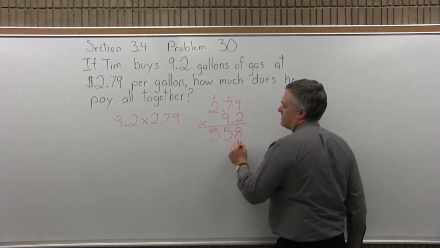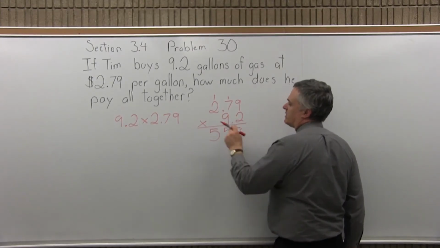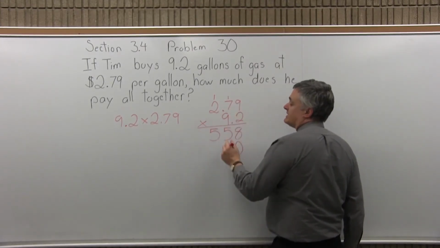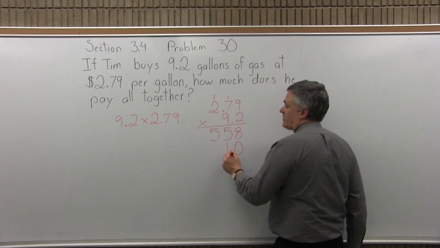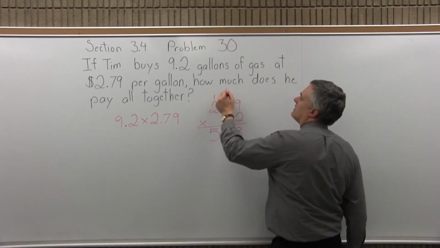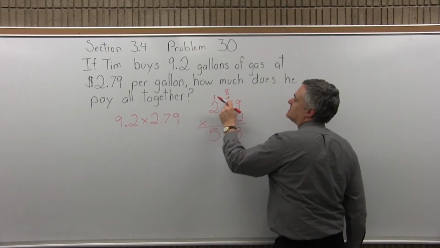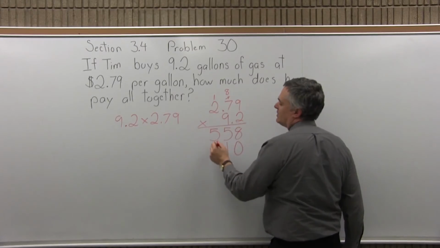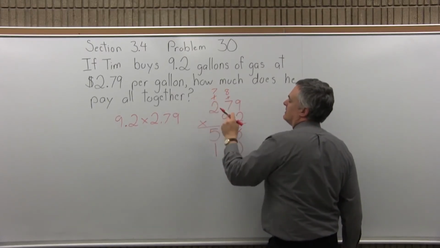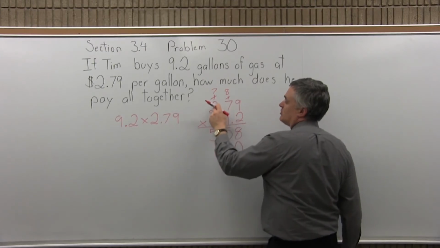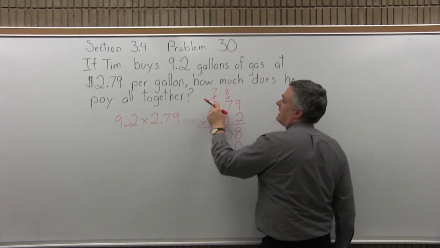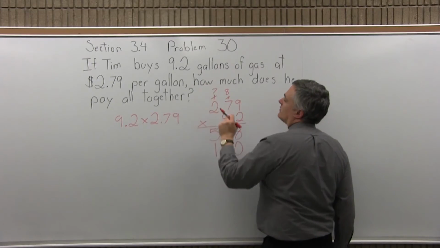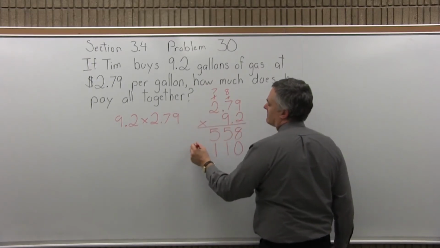Now for the 9, to start, we put a 0 to hold our place. 9 times 9 is 81. For 81, write the 1, carry the 8. 9 times 7 is 63. 63 plus the 8 more that we carried is 71. For 71, write the 1, carry the 7. Then 9 times 2 is 18. 18 plus 7 more that we carried is 25.